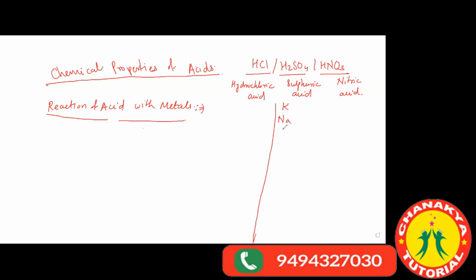Potassium, sodium, calcium, magnesium, aluminium, zinc, iron, lead, hydrogen, copper, mercury, silver, and gold.